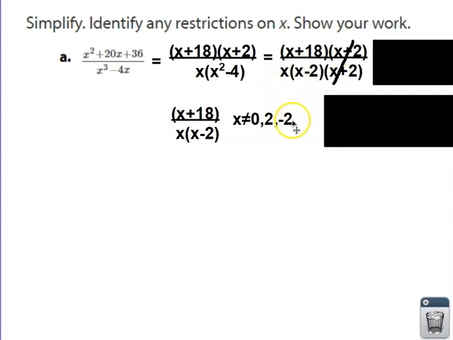And if this x were a negative 2, negative 2 plus 2 would cause this parenthesis to be a 0. And any time you multiply by 0, you're going to have a 0. So we're going to say x cannot be 0, 2, or negative 2. Basically, set each one of these equal to 0 and solve, and you can find your restrictions.